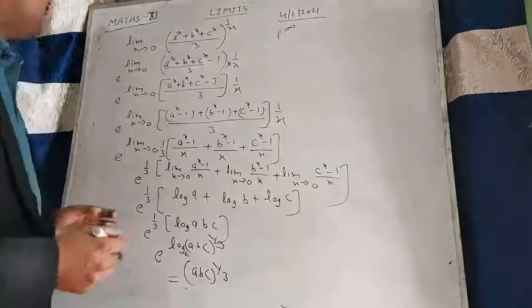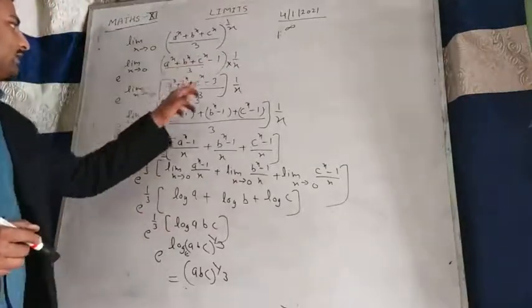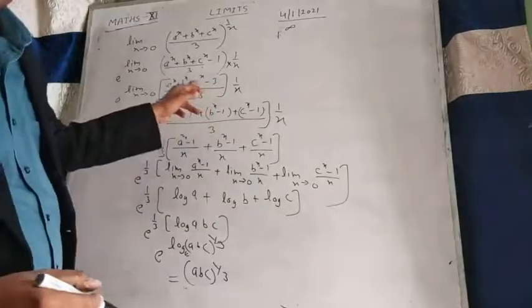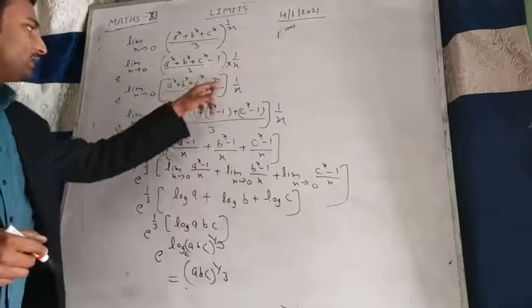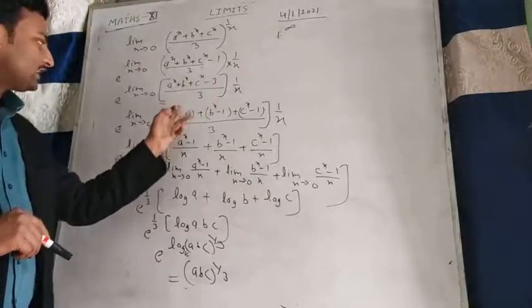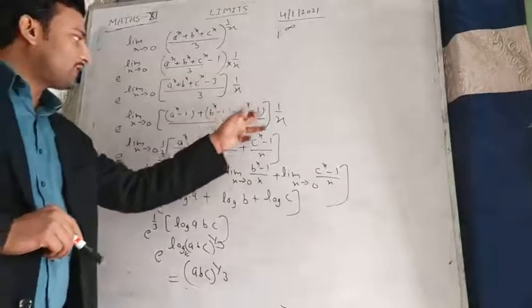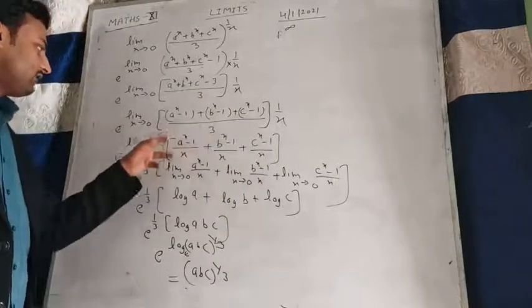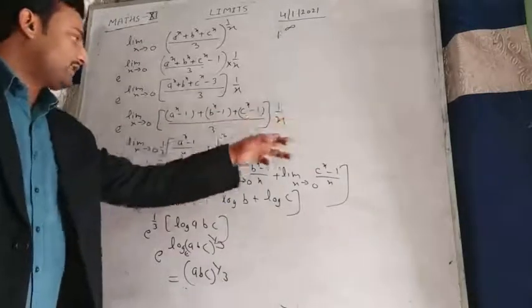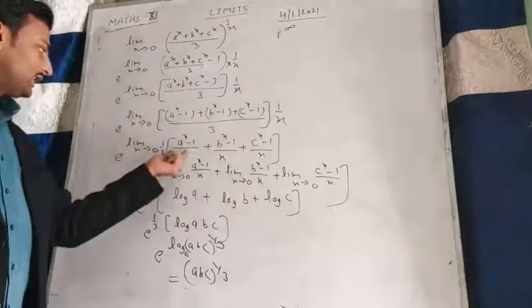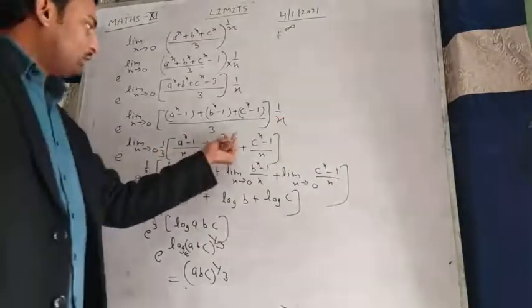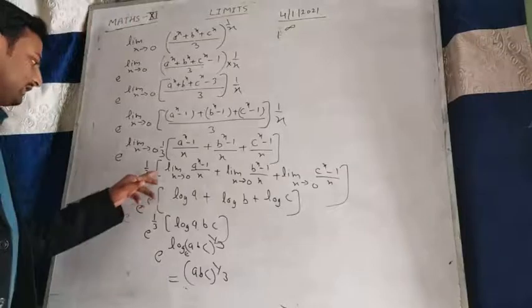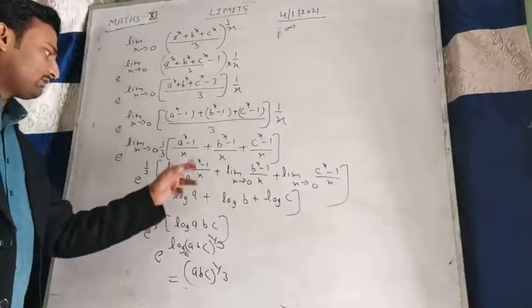Now we will take the LCM. We write (a^x + b^x + c^x minus 3) by 3 and 1 by x. Now this 3 can be written as (a^x minus 1, b^x minus 1, c^x minus 1) by 3 and 1 by x. Now this 3 we are taking outside, and this 1 by x we are sending inside the bracket. So we get (a^x minus 1) by x, (b^x minus 1) by x, (c^x minus 1) by x. So 1 by 3, limit x tends to 0, here (a^x minus 1) by x.